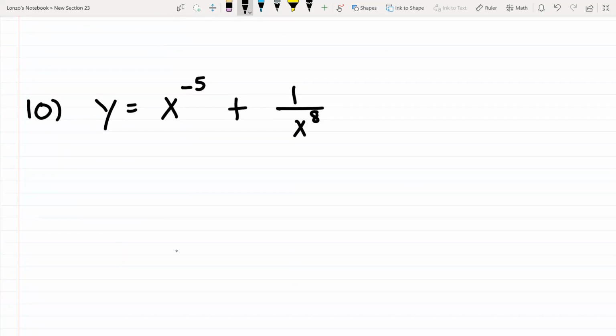Number 10, we have y equals x to the negative 5 plus 1 over x to the 8th. If you look at this, it looks a bit weird, but what I would do is convert it. It's kind of like going backwards now. Instead of using positive power, maybe I can make this a negative power. So 1 over x to the 8th in negative power form would be equivalent to saying x to the negative 8th.